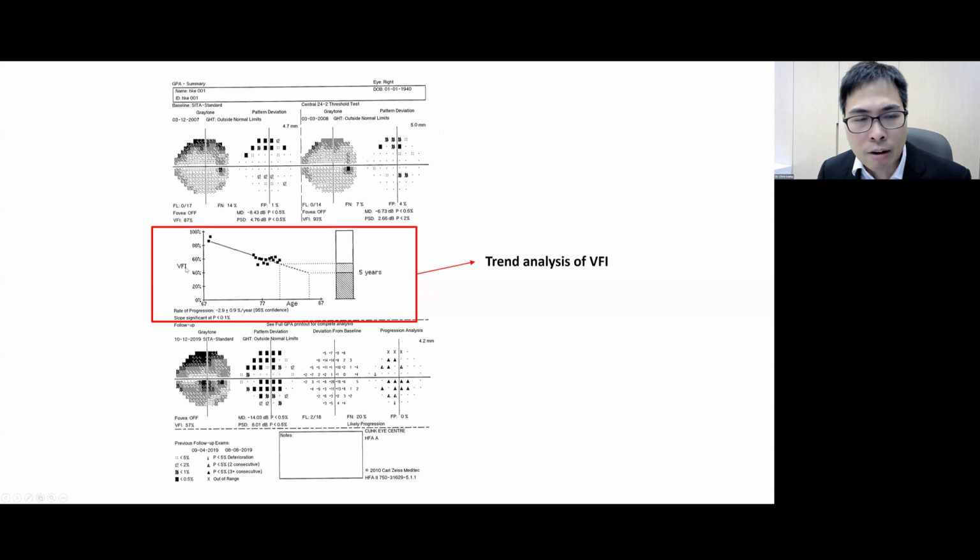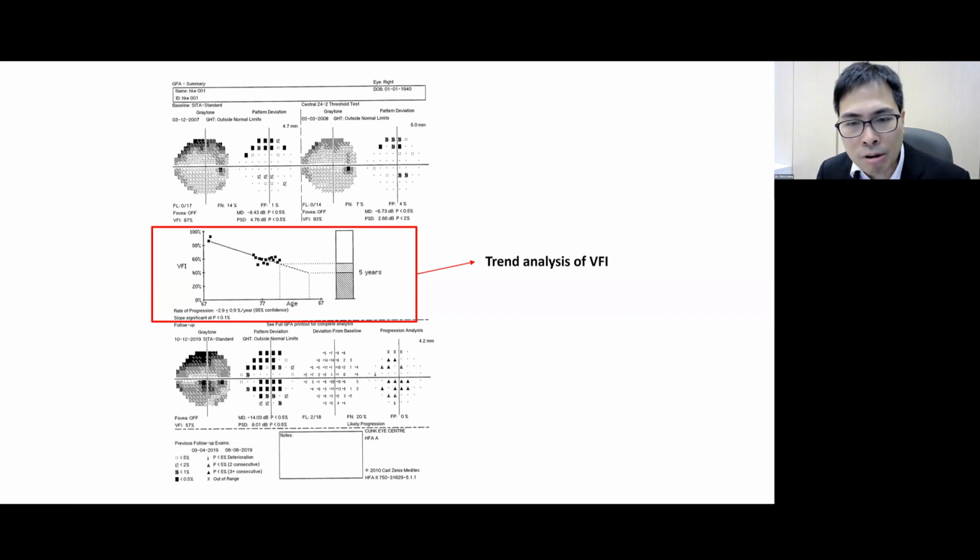And VFI of 100% means a normal view. VFI of 0% means a totally dark field. And this is a linear regression analysis between VFI and age or years. So in this case, you see the rate of progression is minus 2.9%, and it is statistically significant at p less than 0.1%. So we see a significant negative trend.